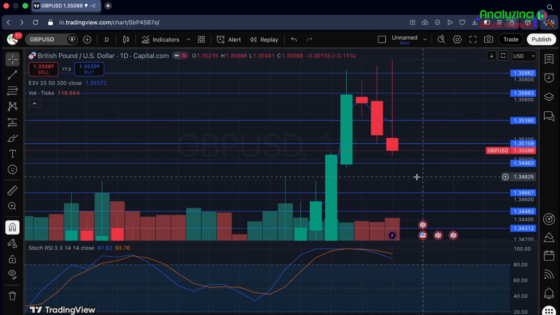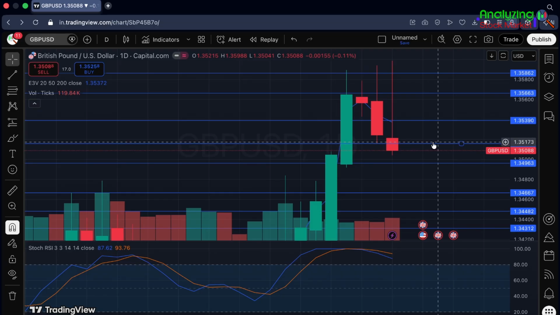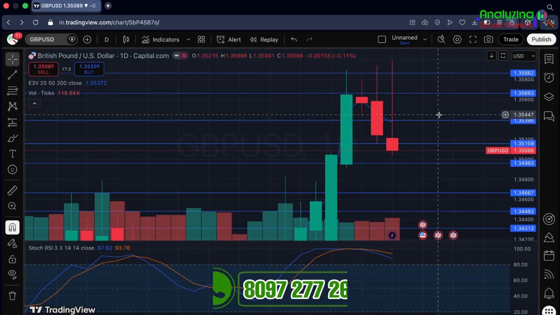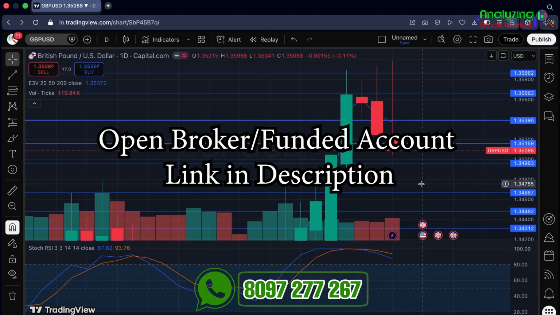But if you're going for any long trade, then only go for a long trade once 1.35159 gets breached and a 4-hour or one-day candle gets closed above this. Then you can go for a long till this level. If you wait for more with the 4-hour or one-day candle closing, you can get this target as well. Overall, my expectation is a bit negative in this range.